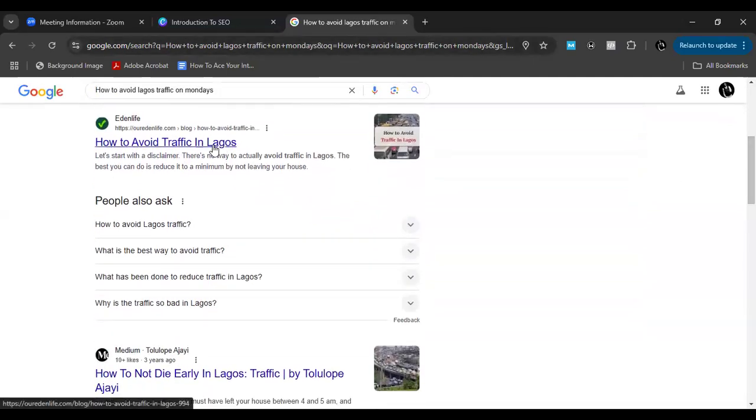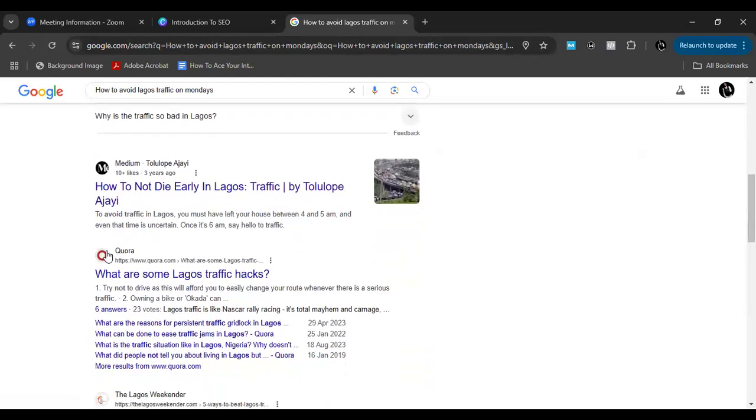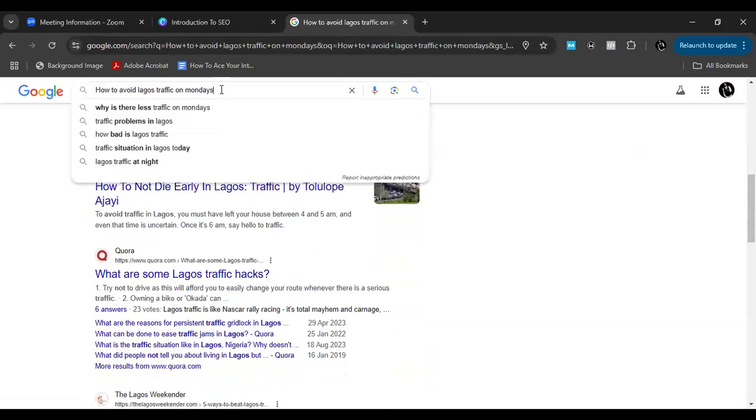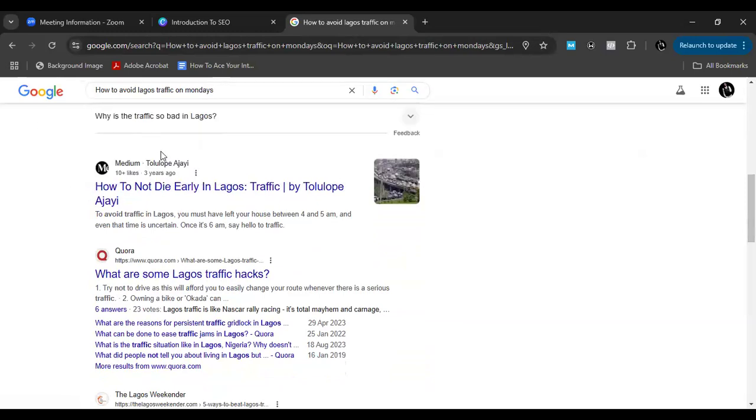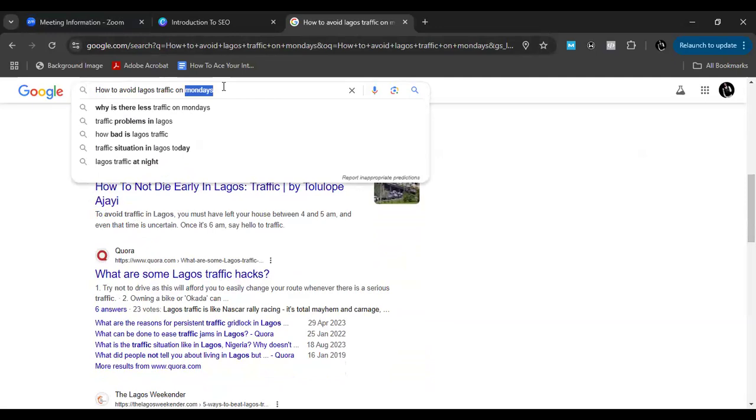So now, how to avoid traffic in Lagos? If you notice, this was written by Eden Life. I really do not know them, but what I'm trying to say is that you can see these people wrote about how not to die in Lagos traffic. But in a way, this content title is not related to what I'm actually looking for. So it also means that there is something we call a content gap. So here is: what are some Lagos traffic hacks. It's a bit similar, but nobody has addressed my particular interest.